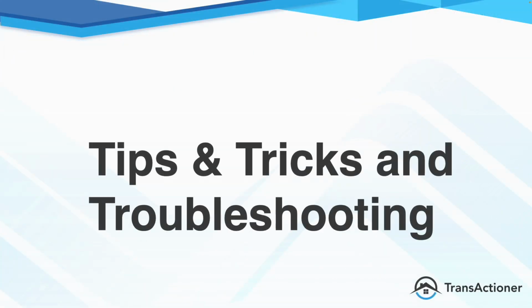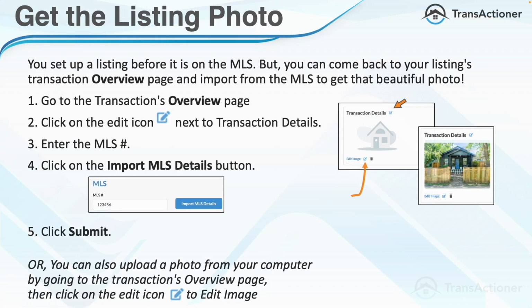Tips and tricks and troubleshooting. So there are some neat tips and tricks that are helpful. The first one is when you're working with a listing, the agent is going to set up a transaction inside TransActioner first before it's on the MLS. So there's nothing to import from the MLS when they're just getting started, and they have to get that exclusive right to sell signed before it goes on the MLS.